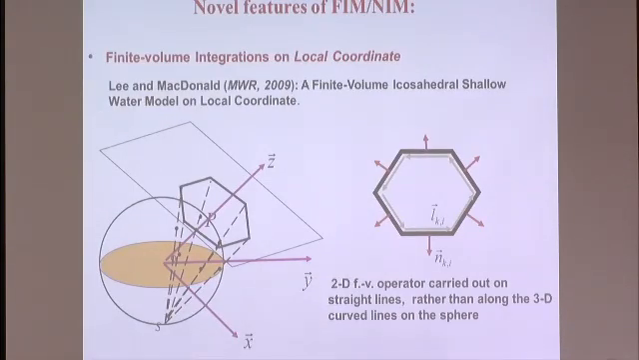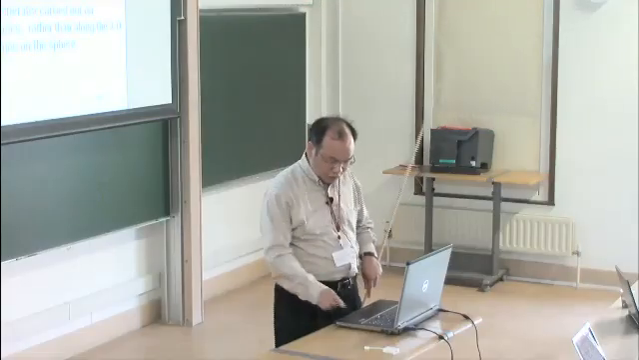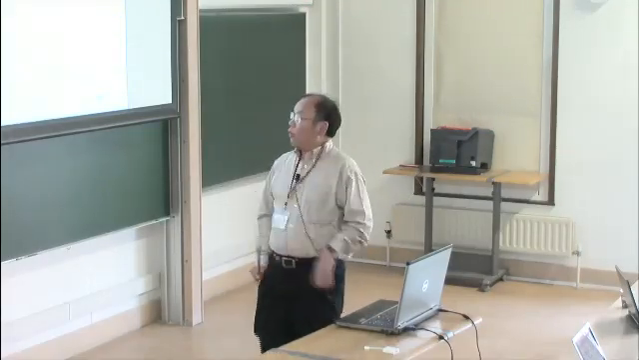Both FIM and NIM perform finite volume integration on a local coordinate. To do this, we project the model cell, and then perform the line integration on a 2D Cartesian straight line rather than a 3D curved line. You can think about this local coordinate as a way to do finite volume line integration along the great circle. So if you do the finite volume integration on the great circle, you may find it useful just to do it on the local coordinate.